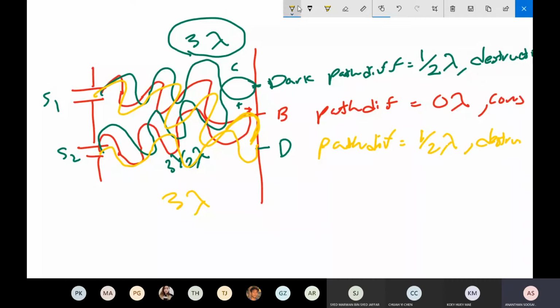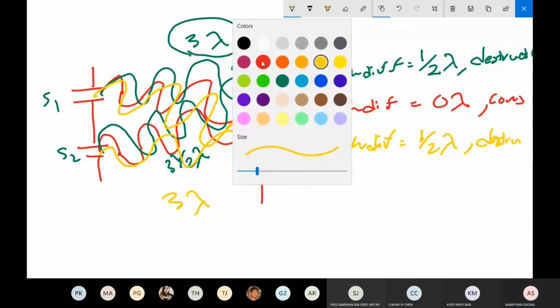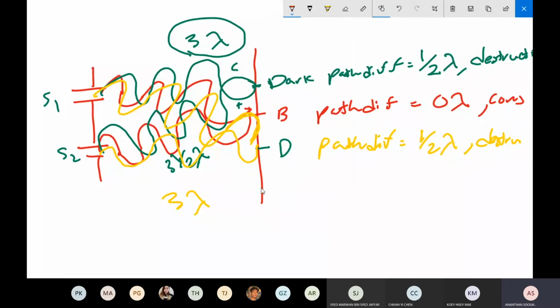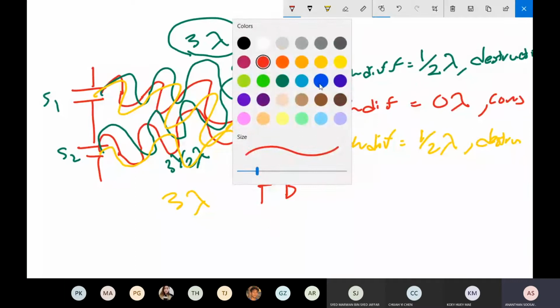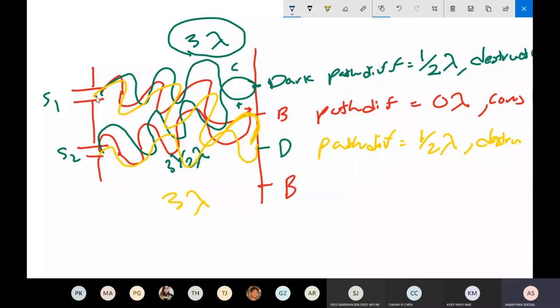Okay, now tell me. After dark, you go further, you get a bright again, right? Why? You must imagine. Now what happened? This wave, S2, let's say travels 3 lambda again. But how many lambda will S1 travel to get this first bright? Should it travel more than 3 lambda or less than 3 lambda?